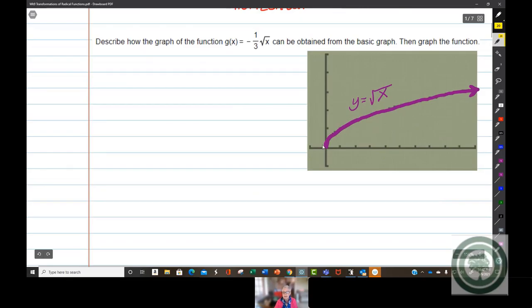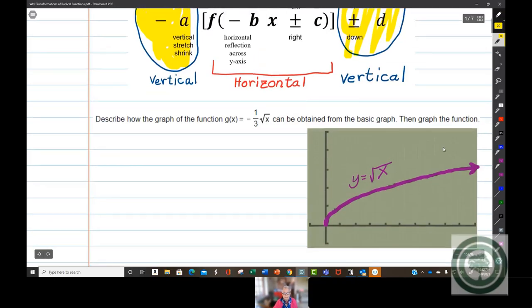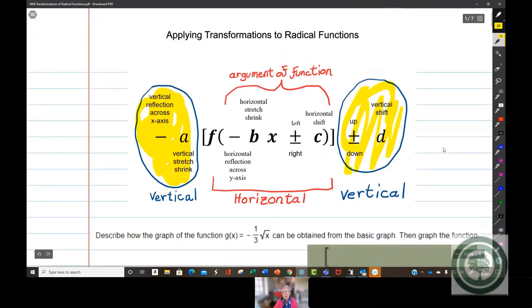Here's a graph of y equals the square root of x, just in its home position. But anyway, when it comes to a function, this blue and yellow stuff in the front and at the end controls the vertical motion and shape of the function, while everything in here controls the horizontal motion, if you will, and the horizontal part of the shape, the width, for instance, of the graph of the function.